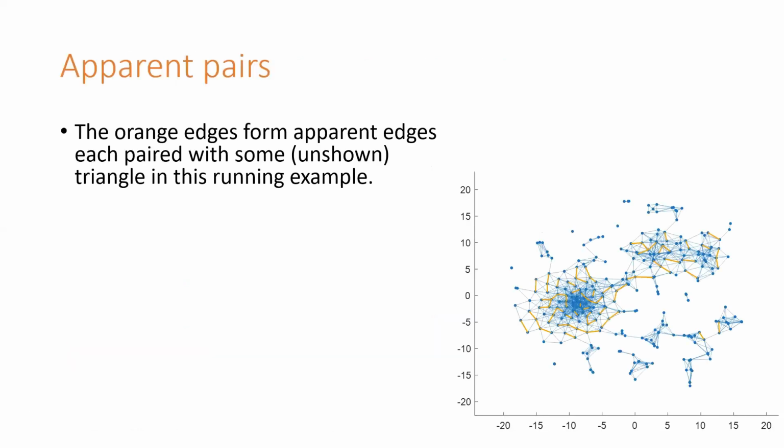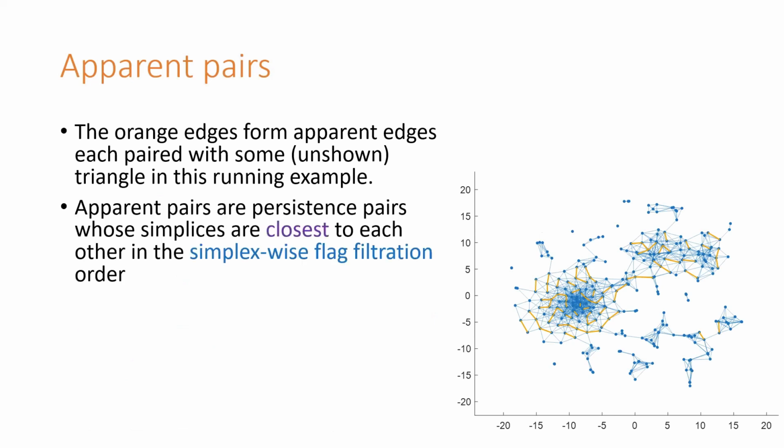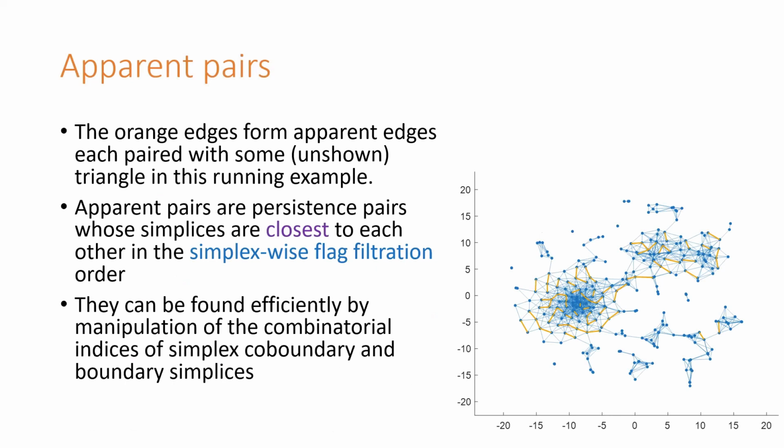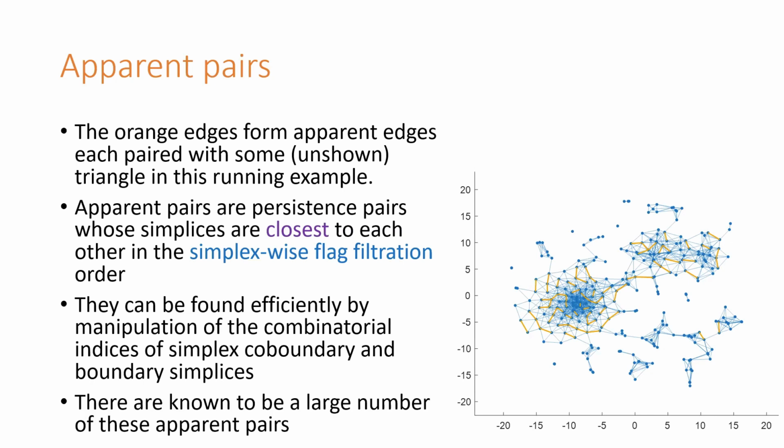Apparent pairs are easily identifiable zero persistence pairs. The orange edges each form an apparent pair with an unshown triangle. Apparent pairs are persistence pairs whose simplices are closest to each other in simplex-wise flag filtration order. They can be found efficiently by manipulation of the combinatorial indices of simplex coboundary and boundary simplices. The coboundary and boundary simplices suffice to determine whether a simplex pairs with another simplex as an apparent pair. There are known to be a large number of these apparent pairs. Due to this fact, the submatrix for submatrix reduction is usually very, very small. This allows for very fast computation.